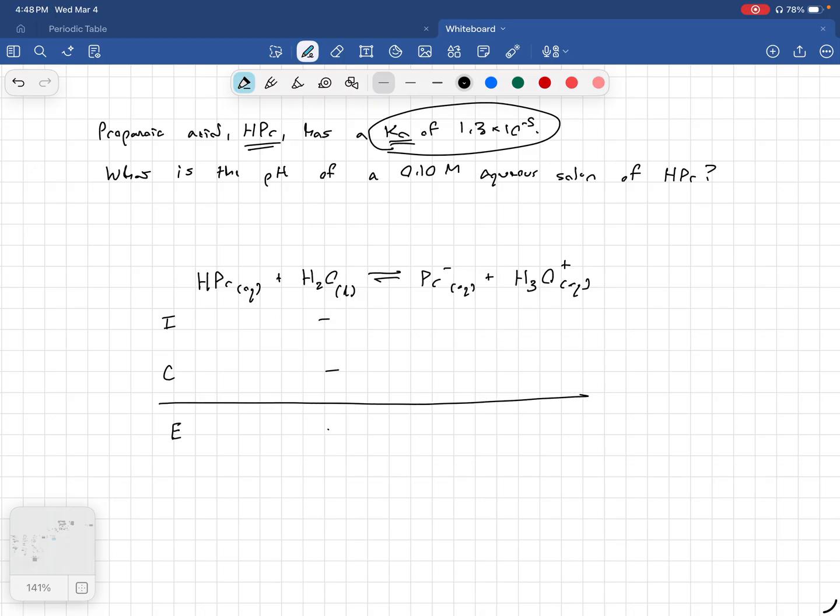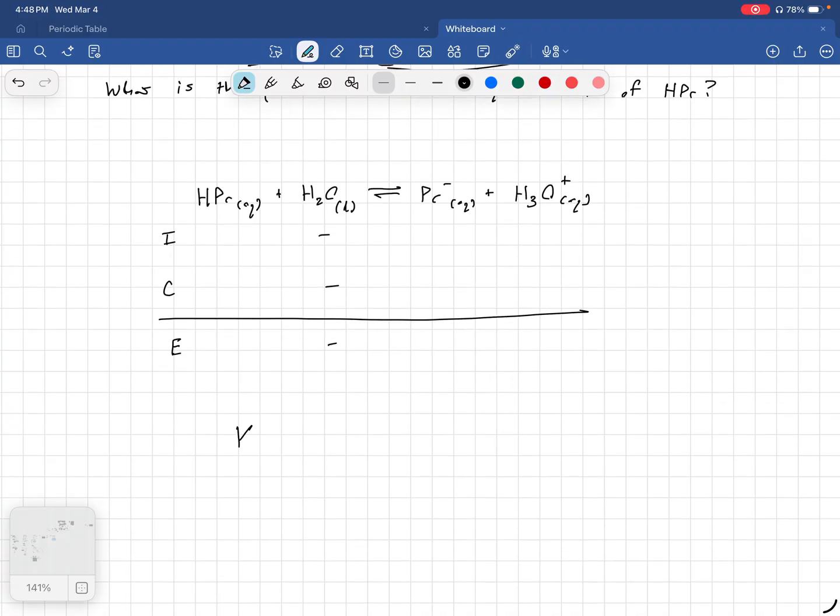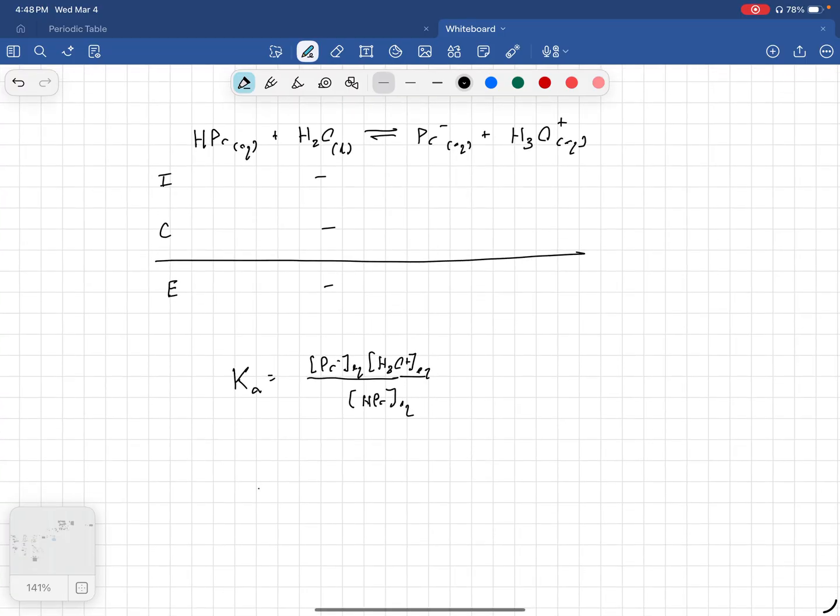Note, we're going to ignore water because it's a liquid and we're not going to include it in our calculation. And so note, our equilibrium expression is going to be our concentration of Pr minus at equilibrium times our concentration of H3O plus at equilibrium divided by our concentration of HPr at equilibrium. To calculate the pH for this, we're going to need to take the negative log of the equilibrium concentration of H3O plus. Okay, so this is how we're ultimately going to solve it, but we have to do an ICE table to do this.